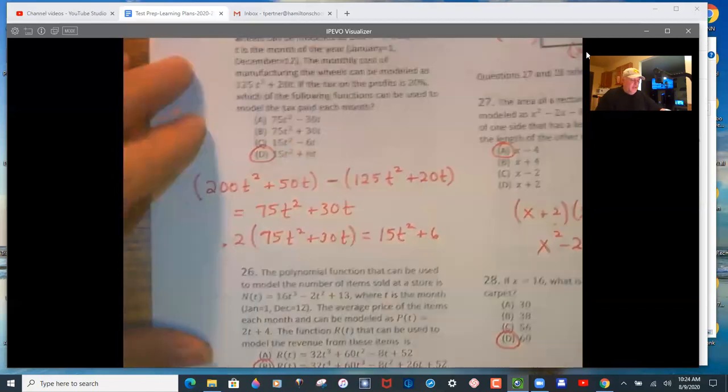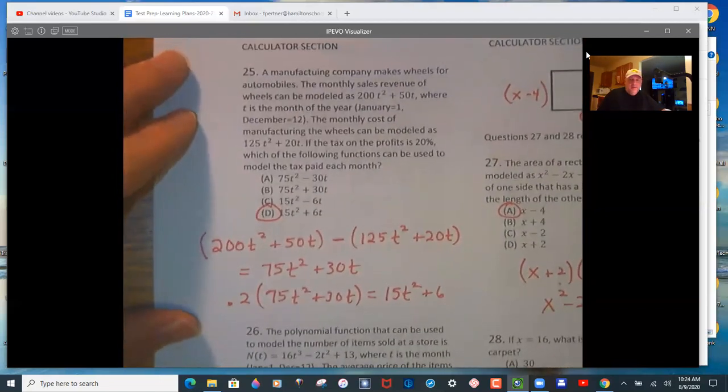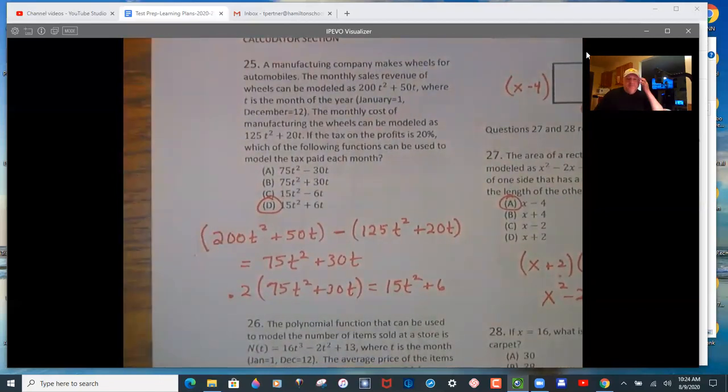Pretty long packet here. Some of these are a little less important, so you have to take the difference because with profit it's your sales minus what it cost you, and then 20% of that is a tax. So that's the tax at 15t squared plus 6. So you subtract them and then multiply by 0.2.